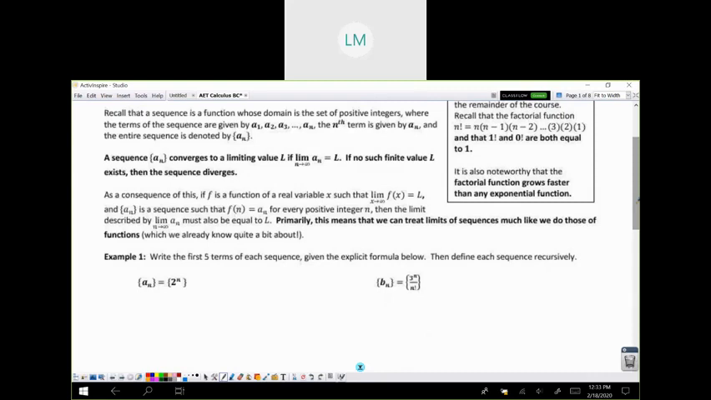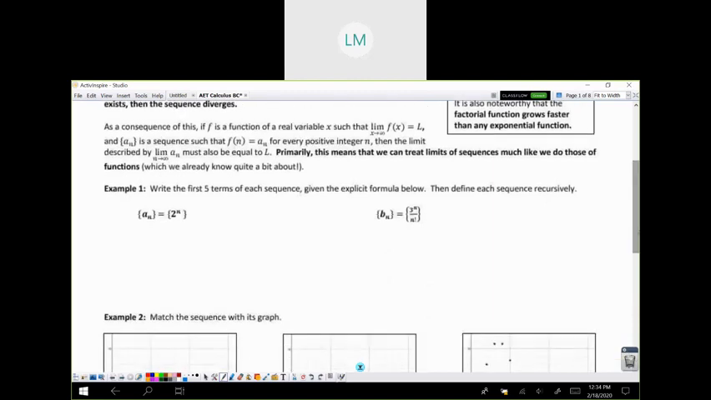As a consequence of this, we can define a function that behaves similarly to the sequence, whereas the function is going to be continuous. And then primarily we can treat the limits of sequences much like we do the limits of functions. So let's go through a little bit of brief review of sequences.